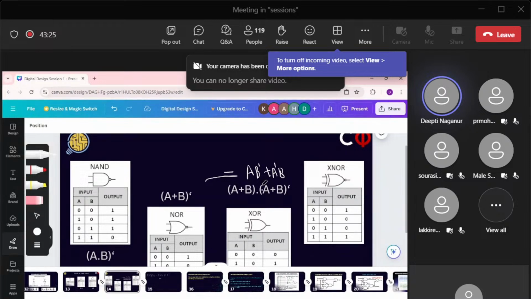XNOR is basically this, that is (AB' + A'B)'. So can somebody tell me what does this simplify to? AB + A'B'. Very good, very good. So let me tell you how does this happen.